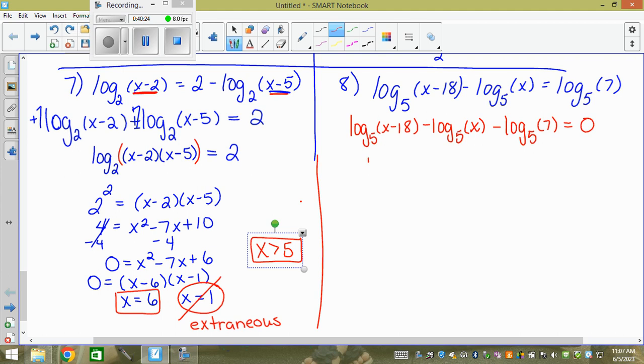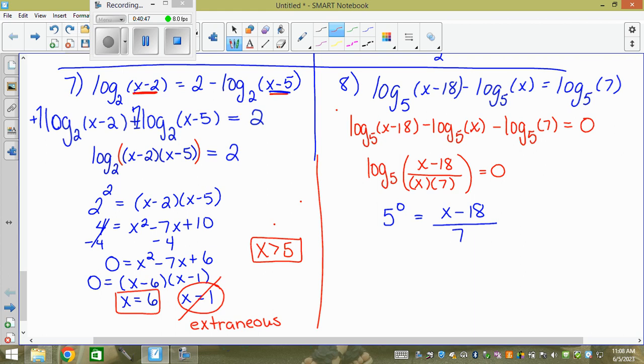So we get log base 5, and x minus 18 goes in the numerator because it has a plus sign in front. X and 7 go in the denominator. And now I can convert 5 to the power of 0, which people think is 0. Is that actually 0? No, it's 1. X times 7 is 7x. So this becomes a 1.